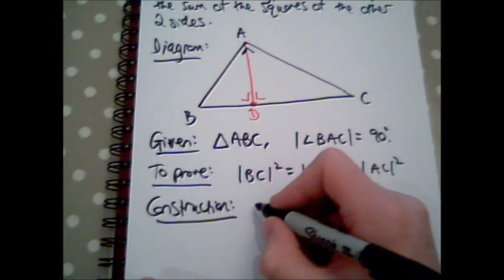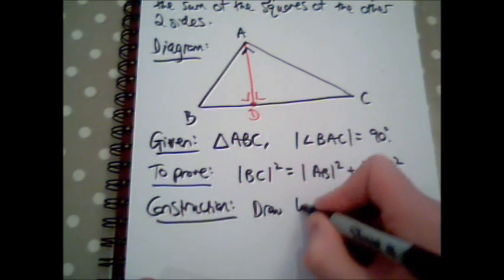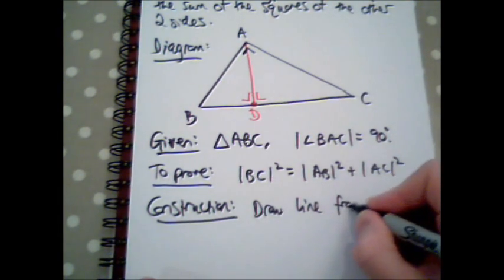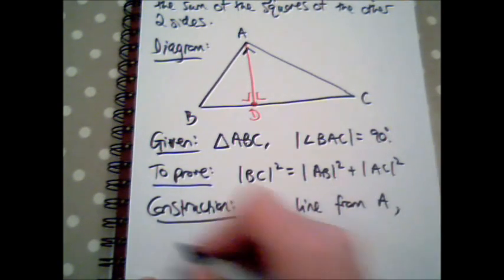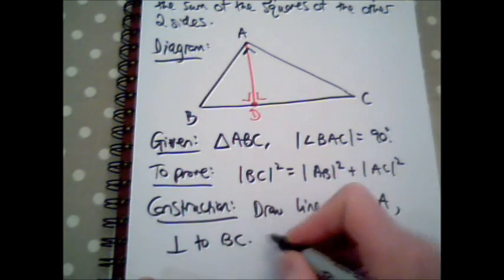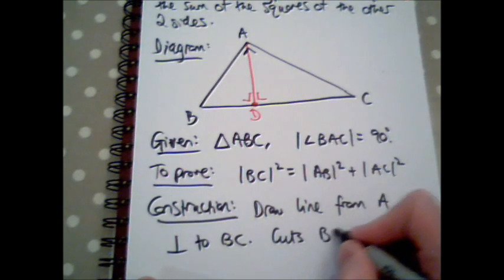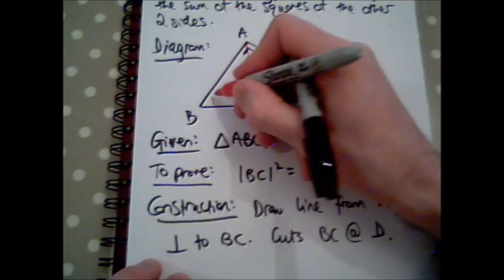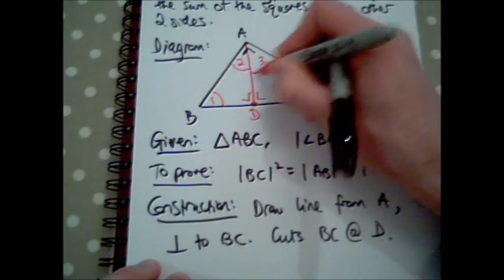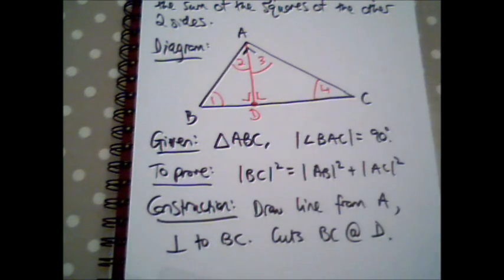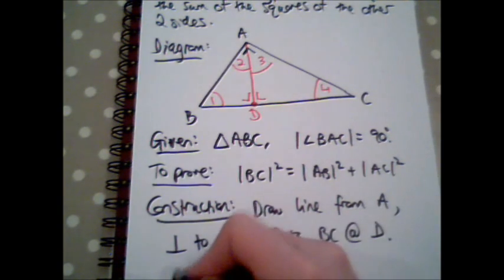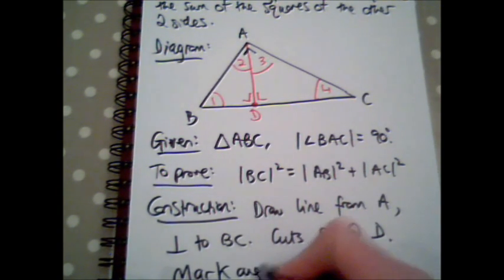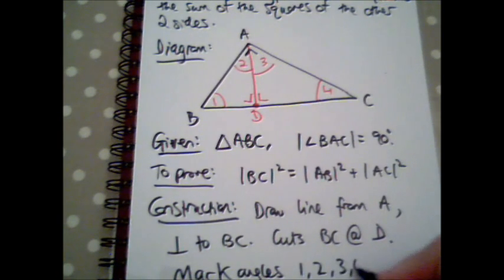So draw a line from A perpendicular to BC, and it cuts BC at the point D. And we're also going to mark in some angles to help us. So let's mark in angles 1, 2, 3, 4.